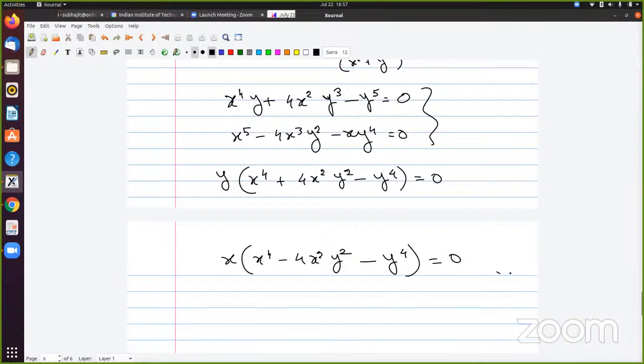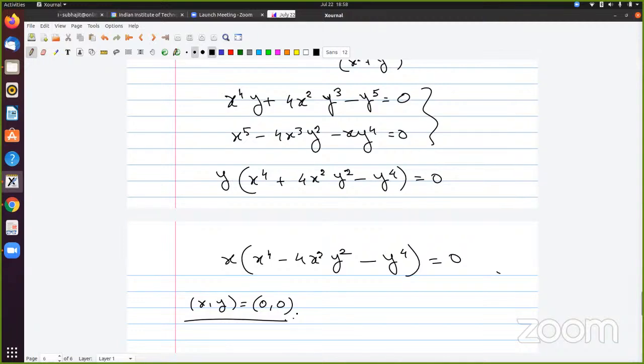So one solution is obviously x equal to 0 and y equal to 0, that is, (0, 0). That was also clear because the function is not defined as 0 at that point, so differentiability will be affected. So that will be a critical point, and we can assure it from this equation. So (0, 0) is a critical point.